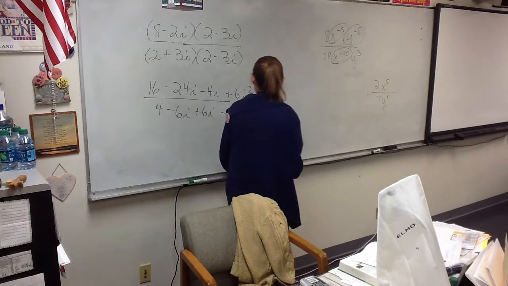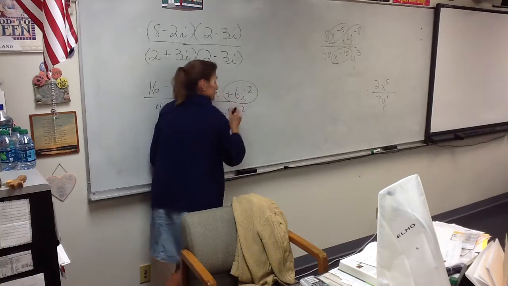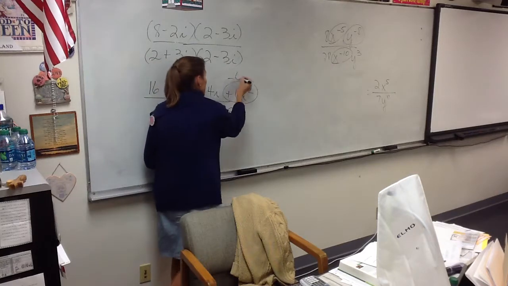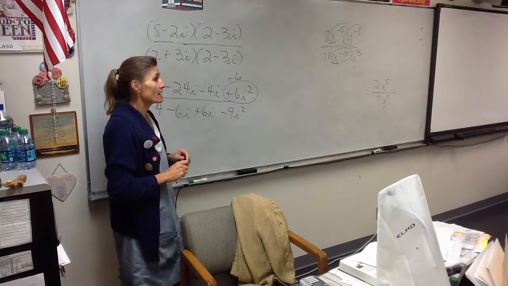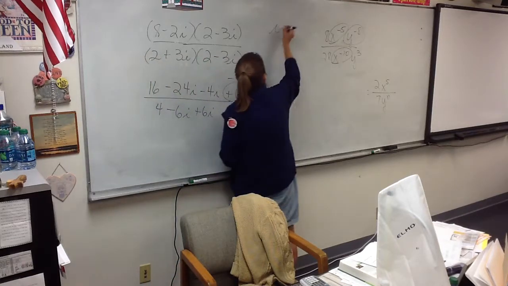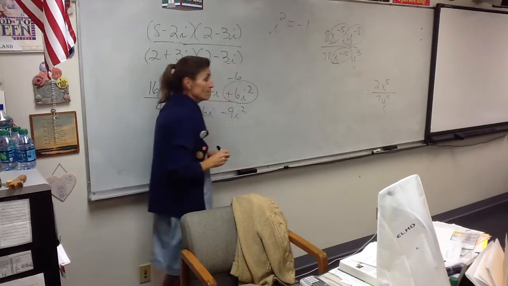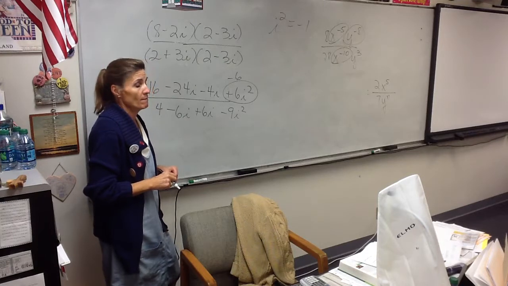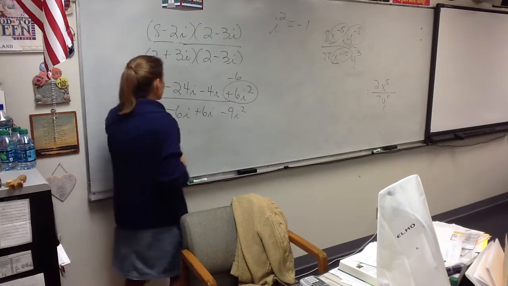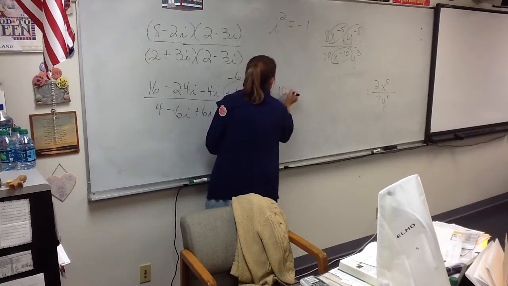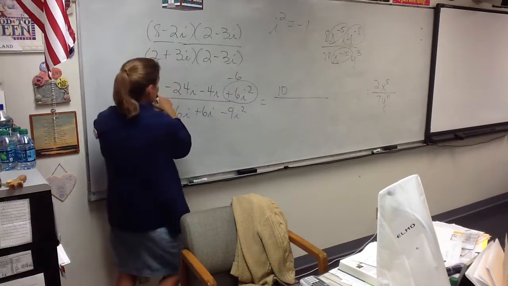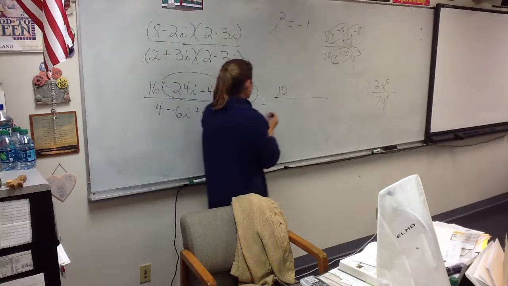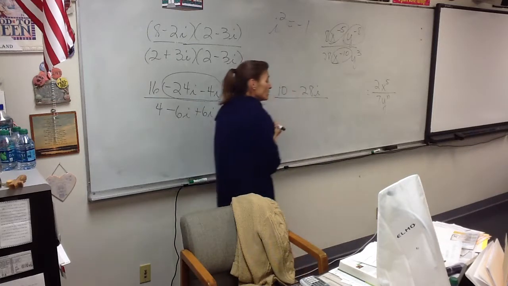On the top, what's this? Positive 6i squared is? Negative 6. And it's negative 6, gang, because we are going to memorize that i squared is negative 1. When we see an i squared, we're going to immediately think of it as negative 1. So 16 minus 6 is 10. And then these guys will make a negative 28i. Everybody still with me?